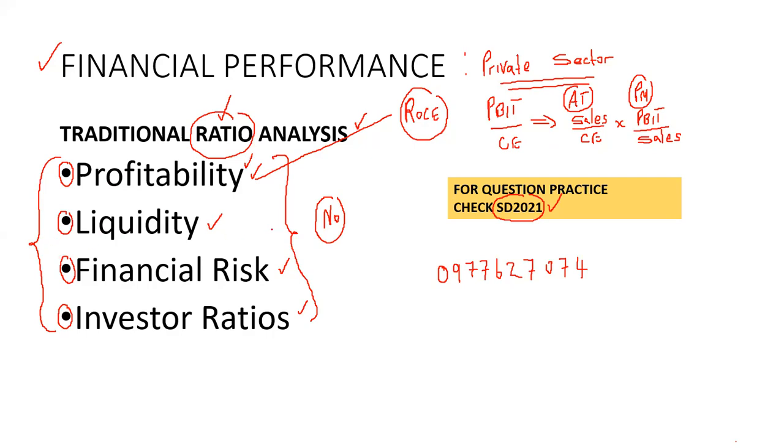What of liquidity? How do we measure liquidity? The liquidity of the company is measured primarily by using your current ratio, current assets to current liabilities. This is our primary ratio. And better still, we go further into your quick ratio.